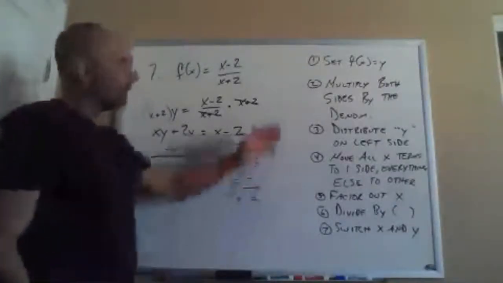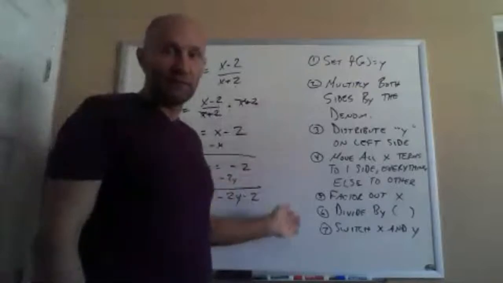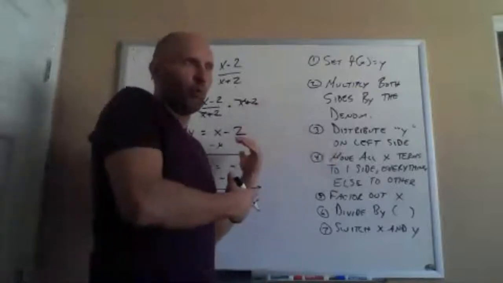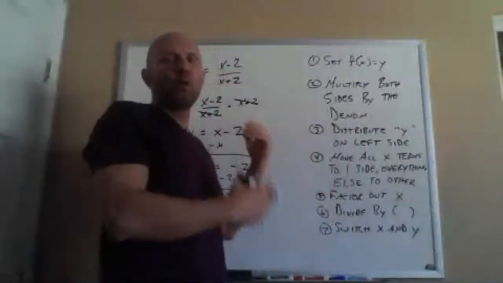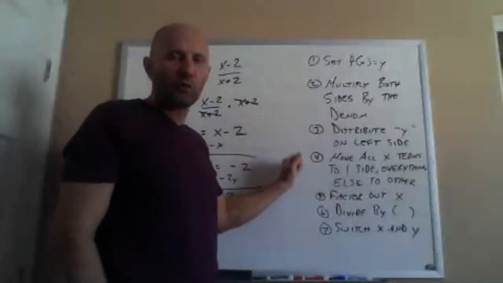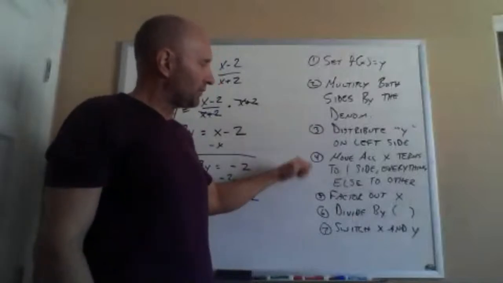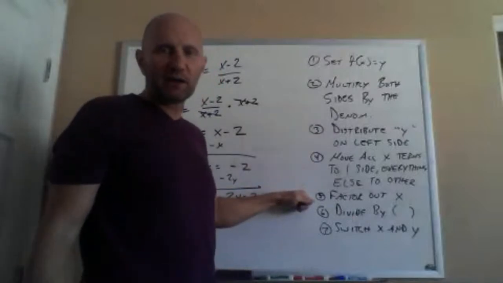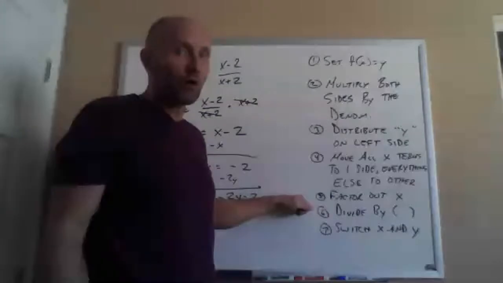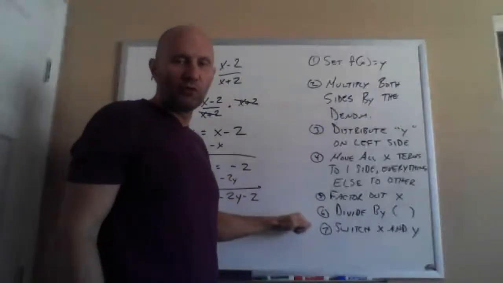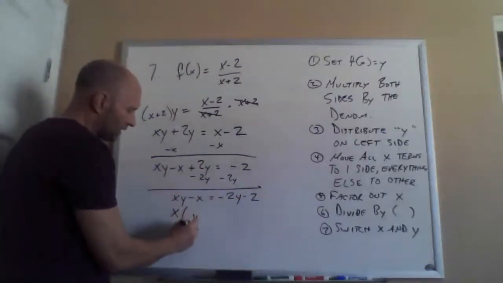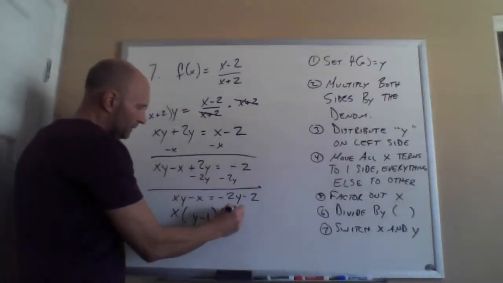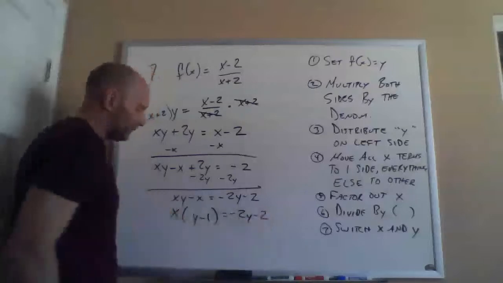All right, step 5, factor out the x. And you'll notice when I was giving you guys these steps, I wasn't working with the problem that we had. Why? Because it doesn't matter what problem you get. These are always going to be the steps. And if you get to a step and you're like, wait, I can't factor out an x, then you have something wrong because these steps are always going to work in this order. So step 5, factor out the x, you get x times y minus 1 equals negative 2y minus 2.